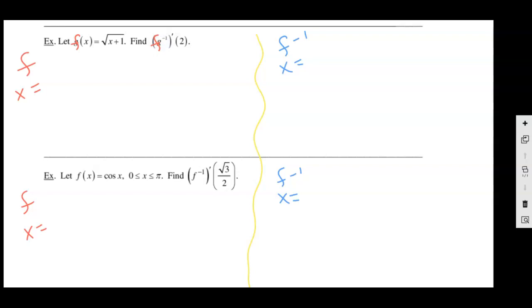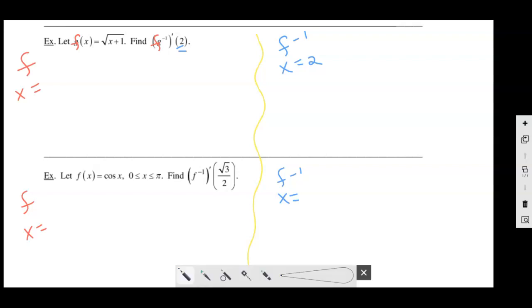I have the original function, which is the square root of x plus 1. Then I have the inverse. Now, I don't know what the inverse function is, but I know the x value for that inverse. You can see it. The x value for the inverse is 2. Could I potentially find what the inverse function is? Yes, I'm going to in a little bit. But let's kind of use the process first.